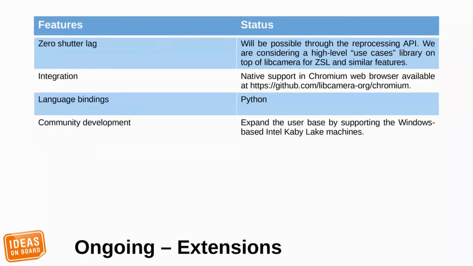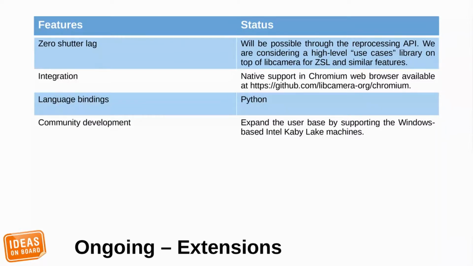Few other things. There was zero shutter lag in the Android camera HAL. We could implement it there, but for applications that use libcamera natively, I explained how it's meant to be implemented, but you also don't want to force all applications to implement such features. And so we're thinking about a high-level use case library on top of libcamera that would implement zero shutter lag and similar features for applications.